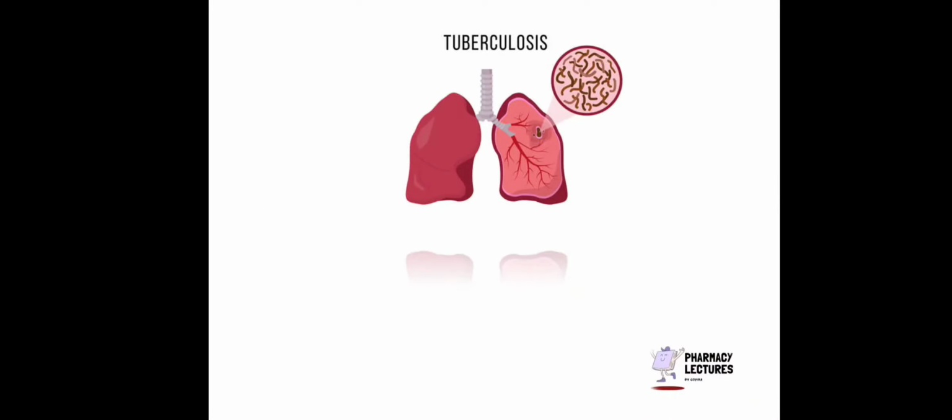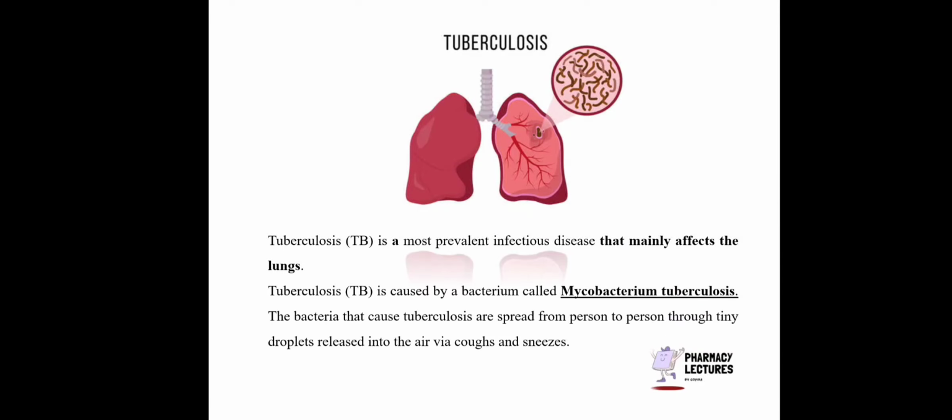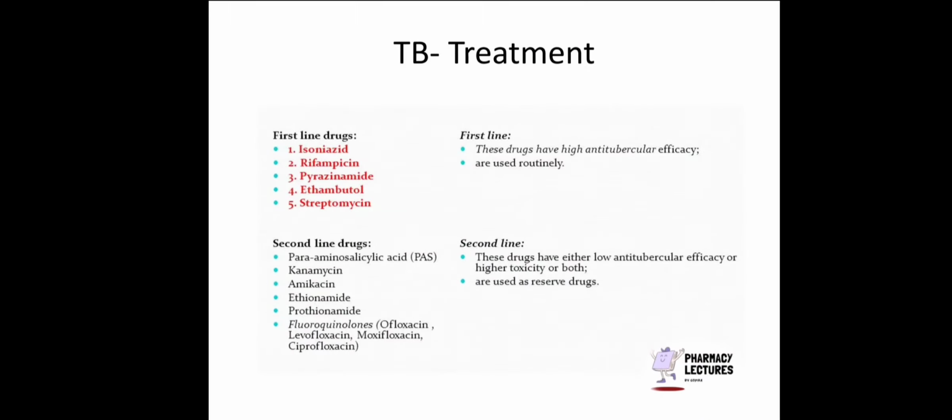What is tuberculosis? It's an infectious disease that mainly affects the lungs. Tuberculosis is caused by a bacterium called Mycobacterium tuberculosis, and this infection spreads from one person to another through tiny droplets released into the air via cough and sneeze. Drugs which are used for the treatment of tuberculosis are called anti-tubercular agents.